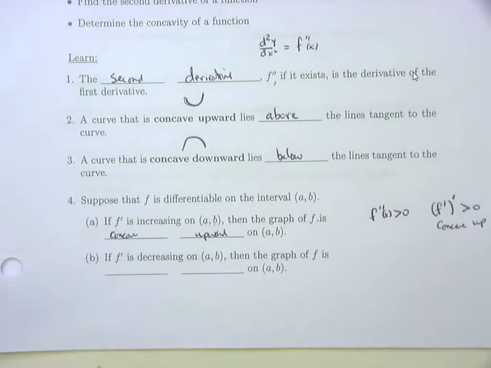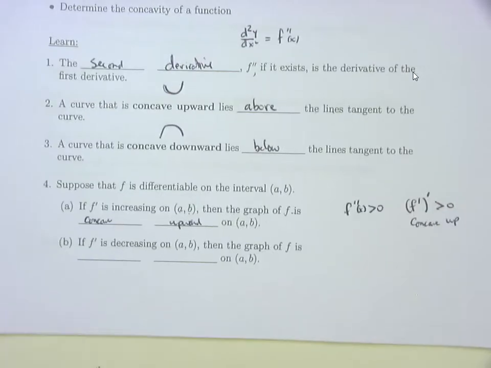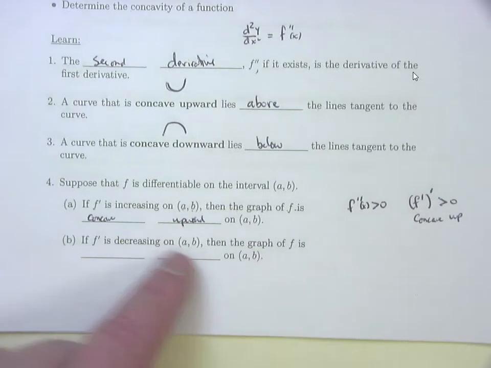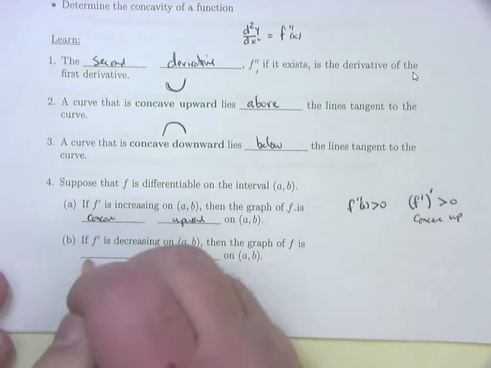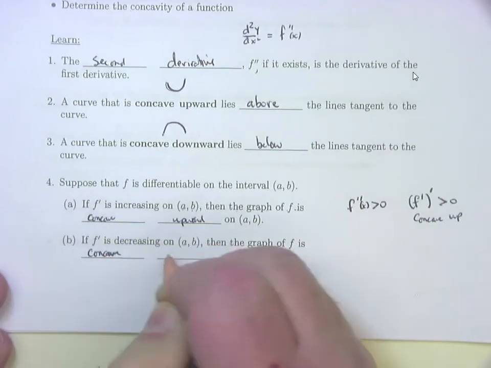And similarly, if f prime is decreasing, the rate of change of the derivative is decreasing. That's your second derivative is decreasing on the interval between a and b, then the graph of f is going to be concave downward.